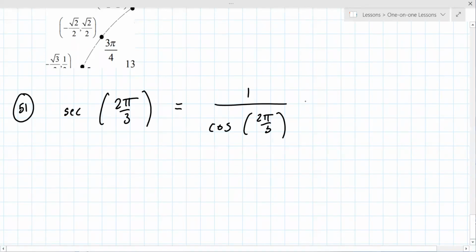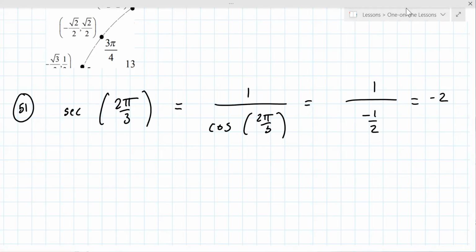So what is the cosine of 2 pi over 3? Cosine 2 pi over 3 is -1/2. So it's 1 over -1/2. That's just -1/2, right? Oh, it turns into -2.